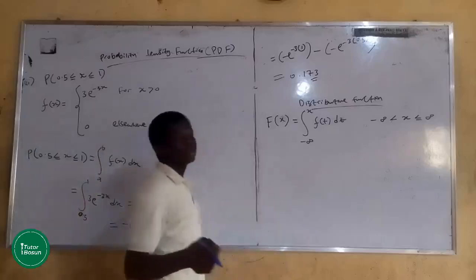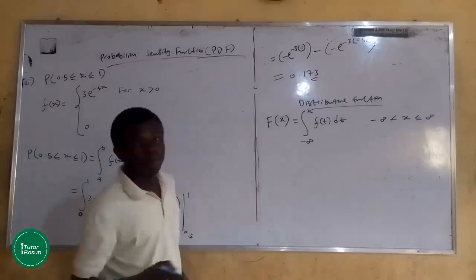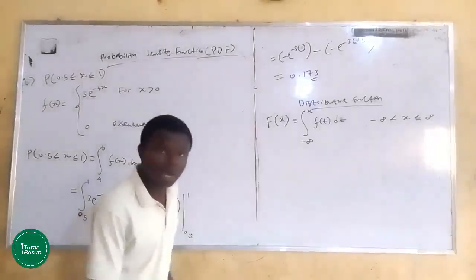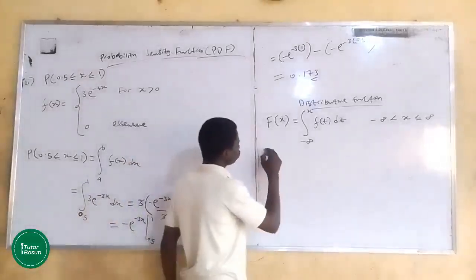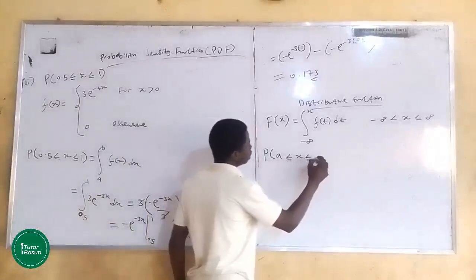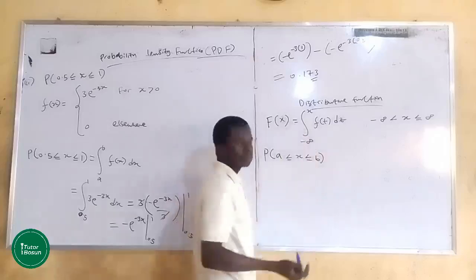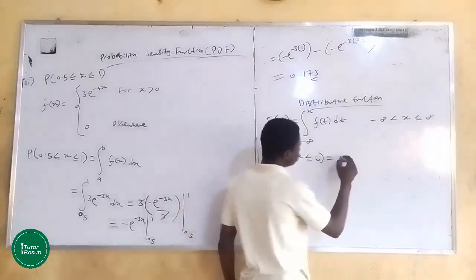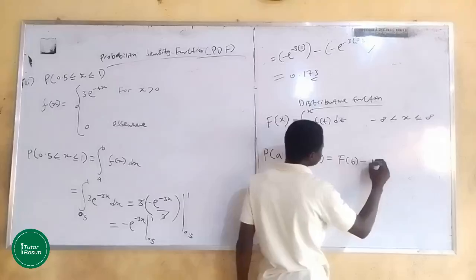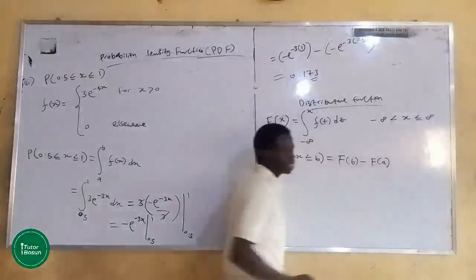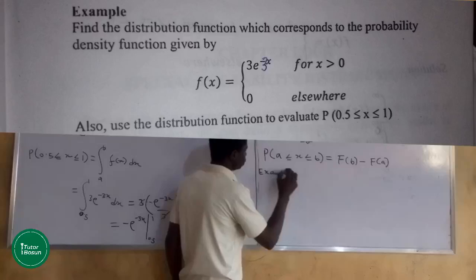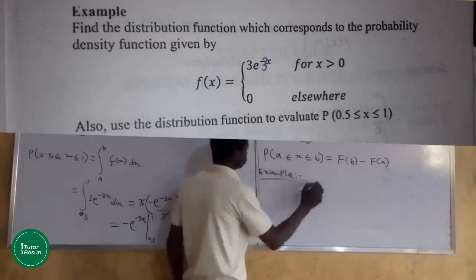We can also use the distributive function under the probability density function to compute values of probability. Let's say we have to compute the probability of a less than or equal to x less than or equal to b from the distributive function. It's simply the distributive function of b minus the distributive function of a. It is as simple as that. Let's have an example on this.